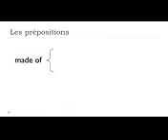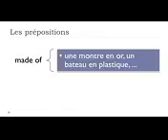Other use is when you want to introduce the material something is made of. So for instance, une montre, montre is a watch, une montre en or, so gold, or. If you want to say that this watch is made of gold, then une montre en or. Un bateau en plastique. Bateau is a boat, and plastique is plastic, so un bateau en plastique.